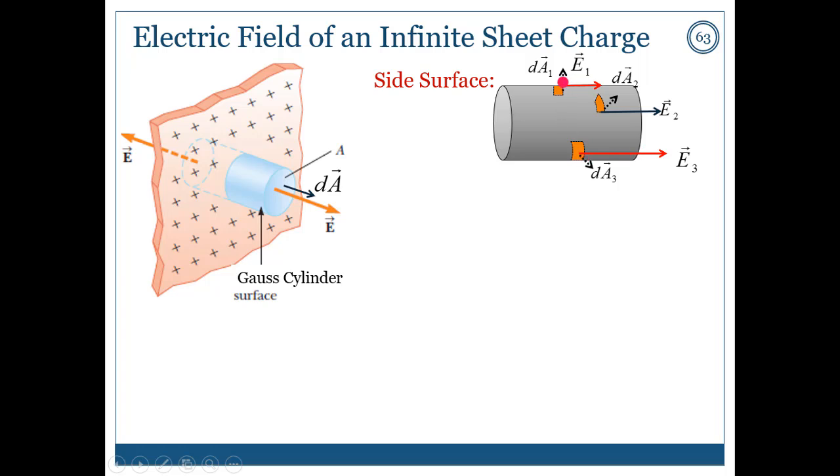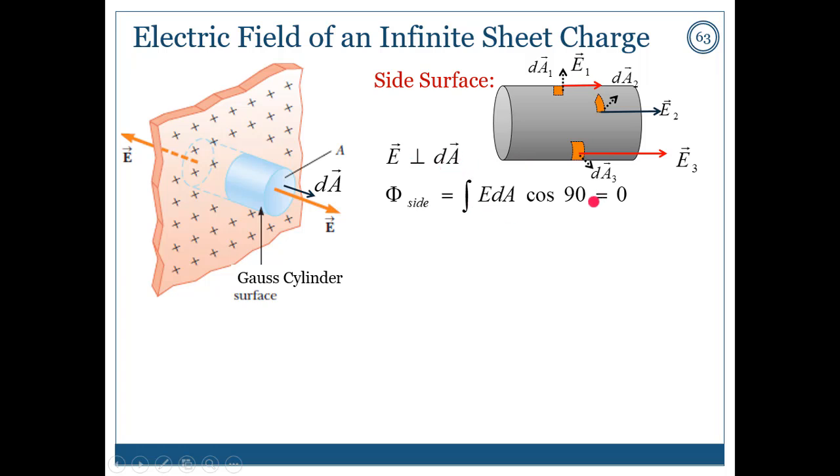So the angle between dA's and E's is the same number for all of these selections, and it's 90 degrees. This is a radially outward vector. This vector is on the surface of the round side, and the area vector is perpendicular to the surface at this location. So there is a 90-degree angle here. This E field vector is parallel to the surface at this location. Area vector is perpendicular to the surface. So wherever you are, you have a 90-degree angle on the side between E and dA.